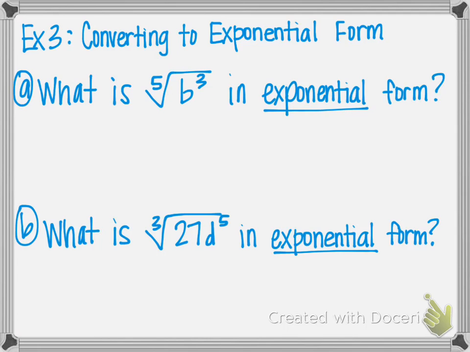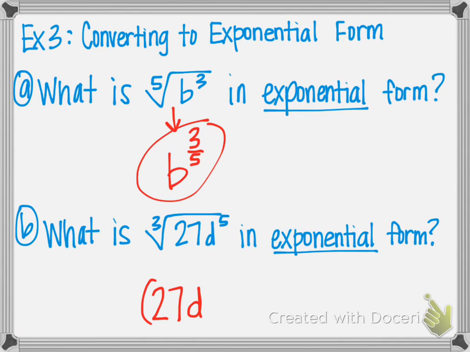So B is going to be your base. Your index is the bottom number. Your exponent is your top number. That's your answer. B, they're both under the radical, so they both get the exponent, which means you need to put them in parentheses. Bottom number, top number.